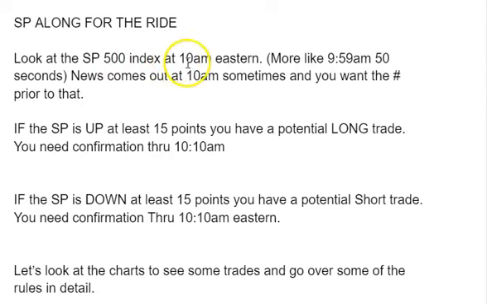But you look at the market at 10 a.m. Eastern time, which is more like 9:59 and 50 seconds. The reason for that is news sometimes comes out at 10 a.m., and you want to have your number prior to that. So we'll look at an up trade here first, and then the same is for the downside as well, as far as points and so forth. But it is for the entire day. So it's an S&P long for the ride.